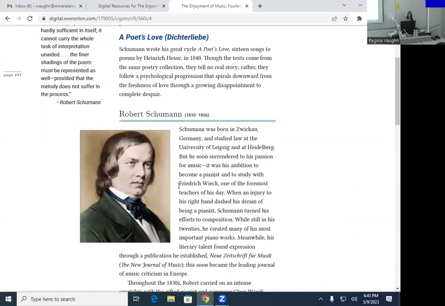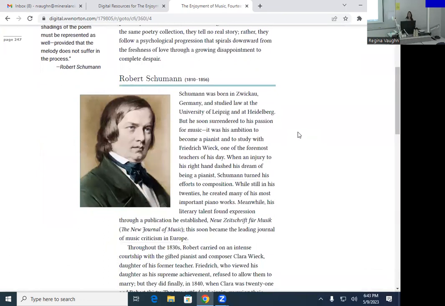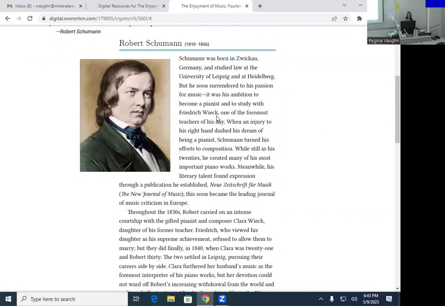Here's Robert Schumann. He was German by birth, and he was originally studying to be a lawyer. But his love for music wiped out his law career, and he decided he was going to become a piano player, and he was going to study with Frederick Wieck. That name sounds familiar. Frederick Wieck had a daughter named Clara. And Frederick Wieck was one of the foremost teachers of piano of his day.